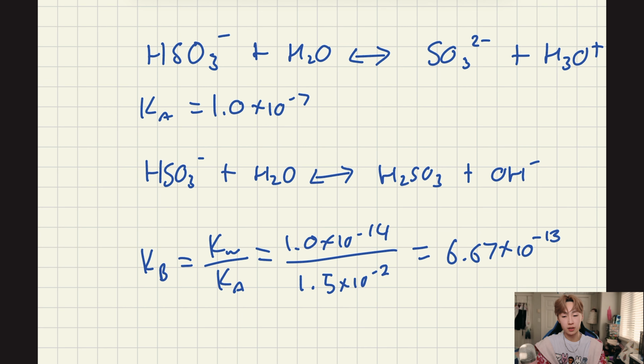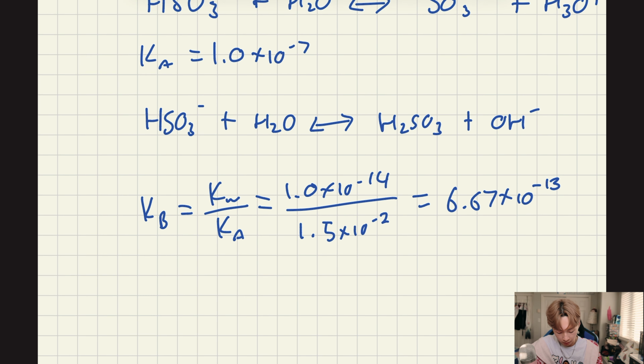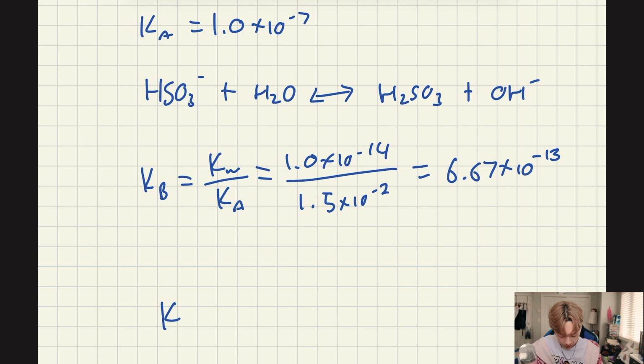So now we compare Ka and Kb. But why do we actually do this? Remember our equilibrium constant expression? It's going to be equal to our products over reactants.